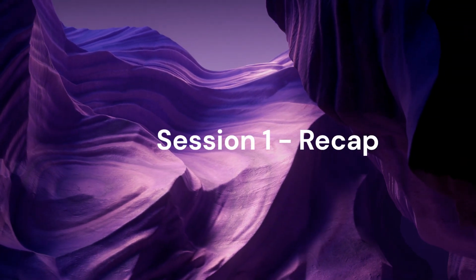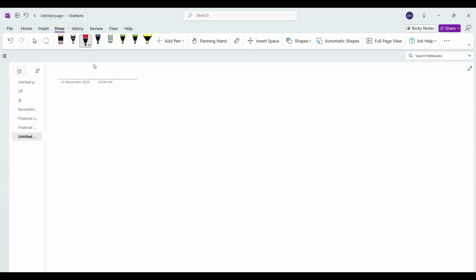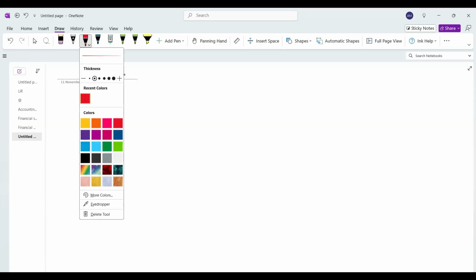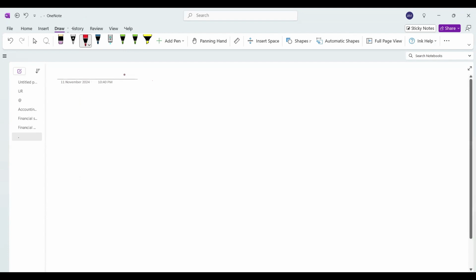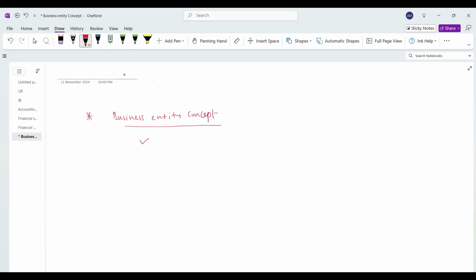Okay. In the last class, we discussed the basics, that is transaction analysis as well as the construction of balance sheet. We started with business entity concept. So the highlights of the business entity concept: owner and business, not one and the same.